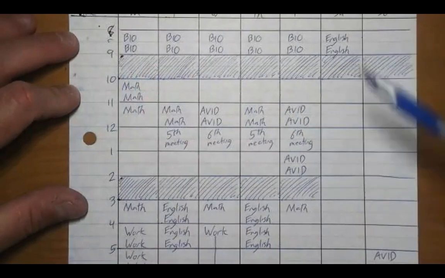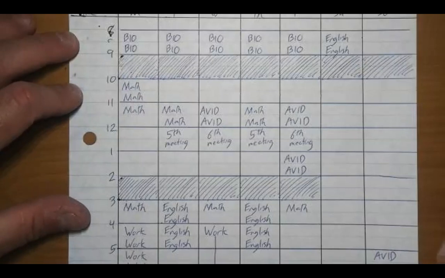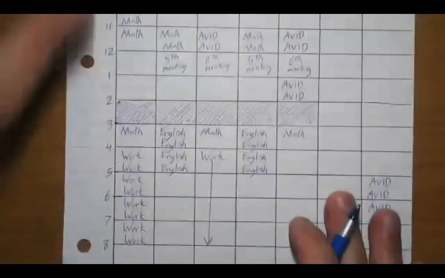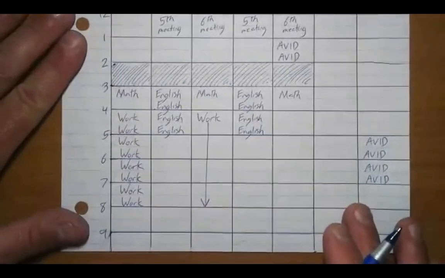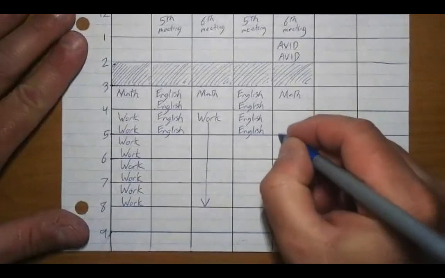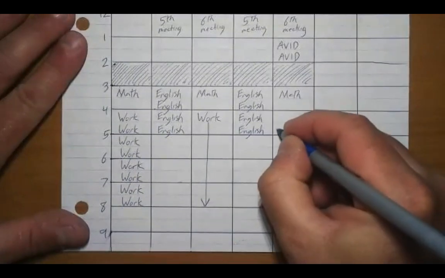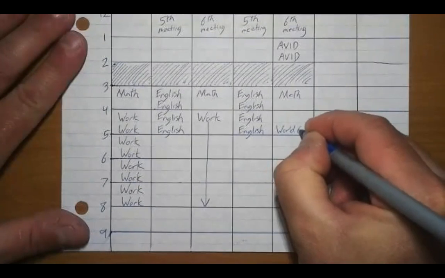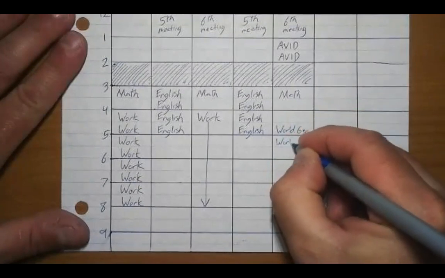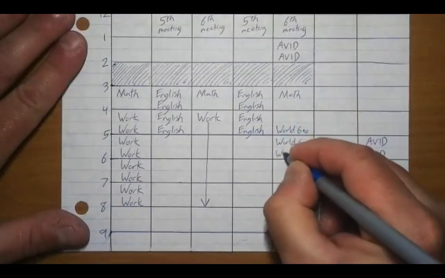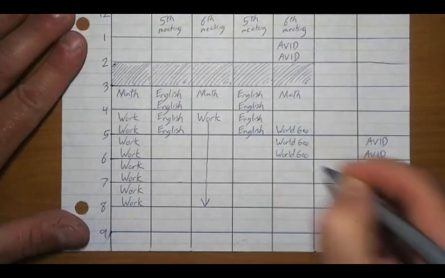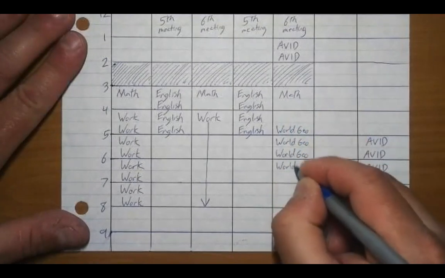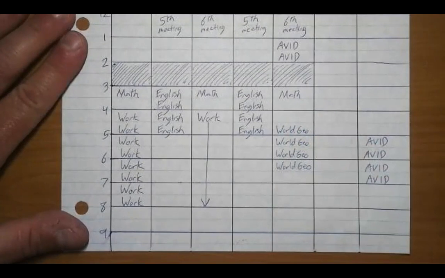So I got AVID, I got bio, I got English, I got math. Let's say I'm taking world geography. That's a killer, man. All right, I'm going to do world geography. Well, since my Friday nights aren't really what they used to be anymore, let's just put it on Friday night. World geo, world geo, world geo, world geo. There's 2 hours.